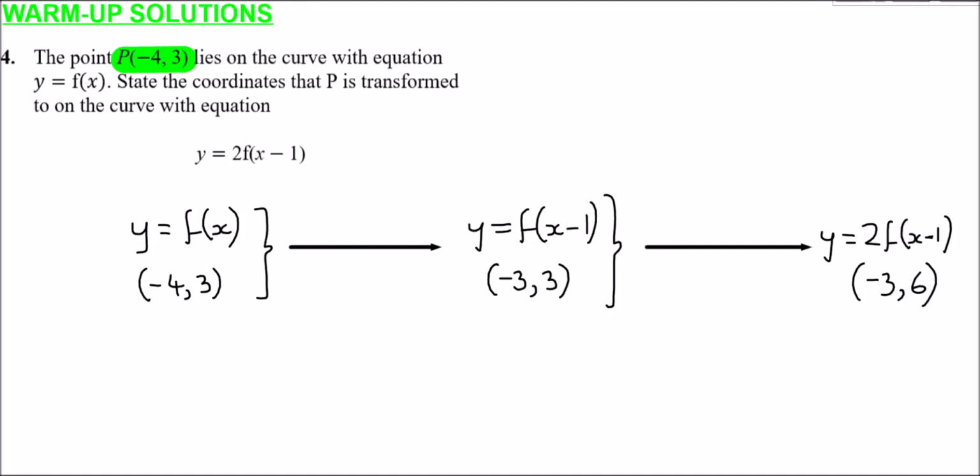So the points that P is transformed to, minus 3, 6. So P starts from here, which is minus 4, 3, and it ends up being transformed to minus 3, 6.